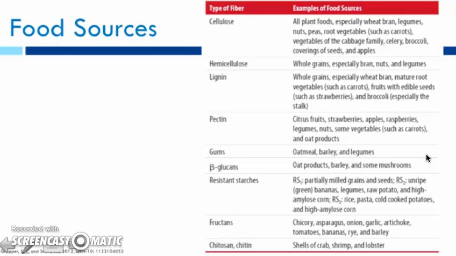Here are food sources of each type of fiber. These top types, cellulose and lignin, would be the insoluble, pectin, gums, beta-glucans, resistant starches, and fructans being the soluble fibers, with hemicellulose again being classified as both soluble or insoluble. You can see that many whole grains, root vegetables, wheat bran, fruit with edible seeds, broccoli, celery, and nuts contain insoluble fiber. Foods higher in soluble fiber include oats or oat products, beans and legumes, barley, apple, and potatoes.